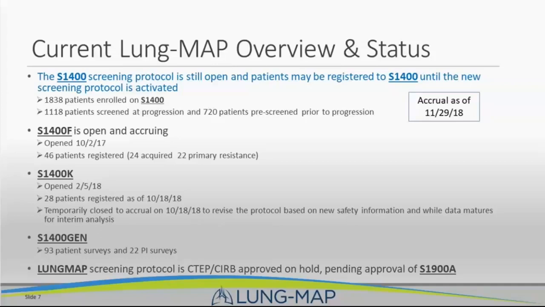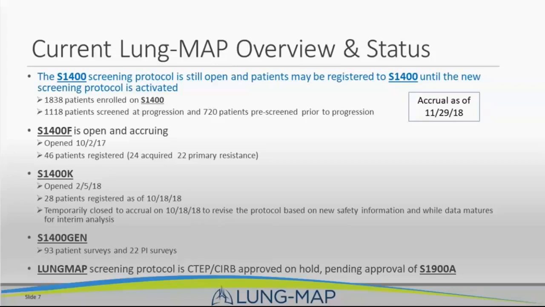S1400K opened in February of 2018. And we registered as of October 18th, 28 patients. It is temporarily closed as of October 18th to revise the protocol based on new safety information that has come to our attention. And the data is also maturing for interim analysis to see whether the study will proceed or not.